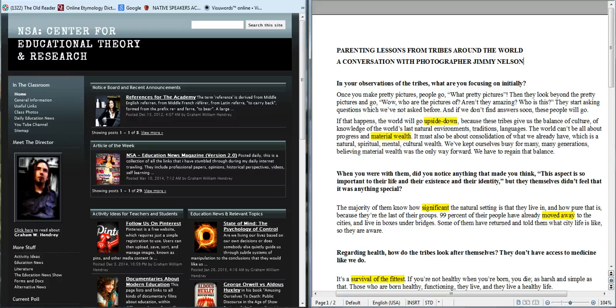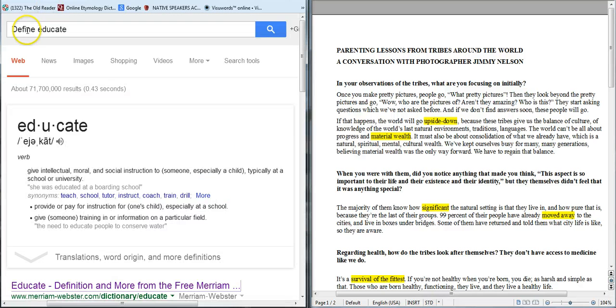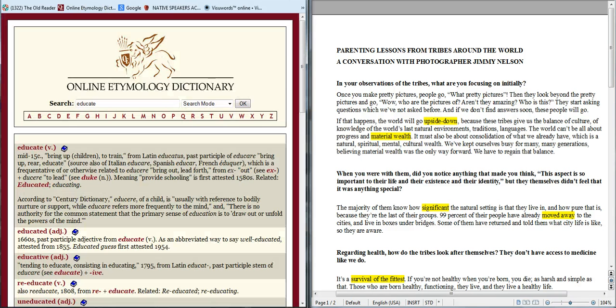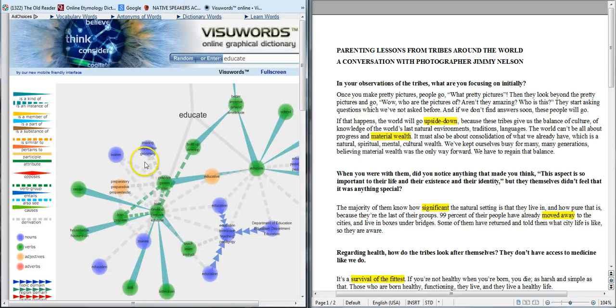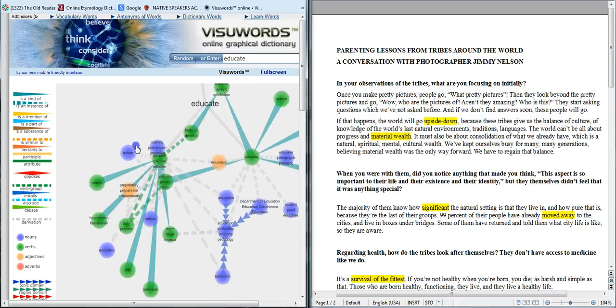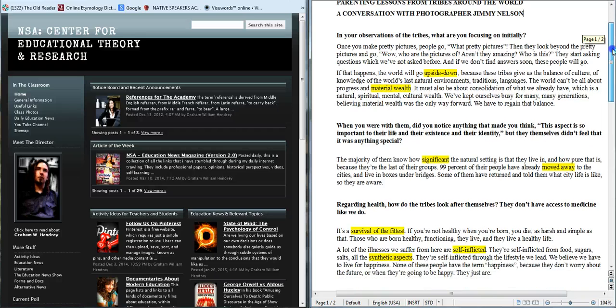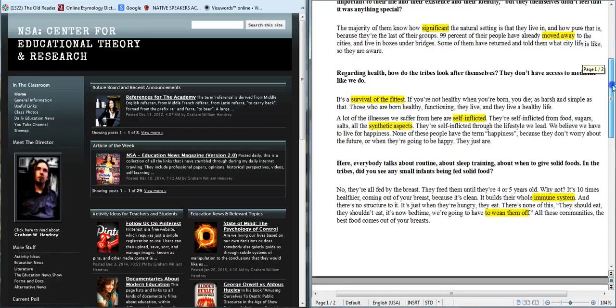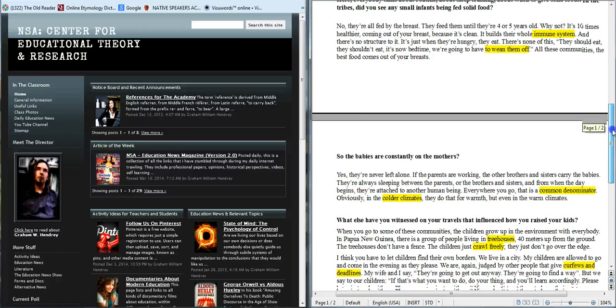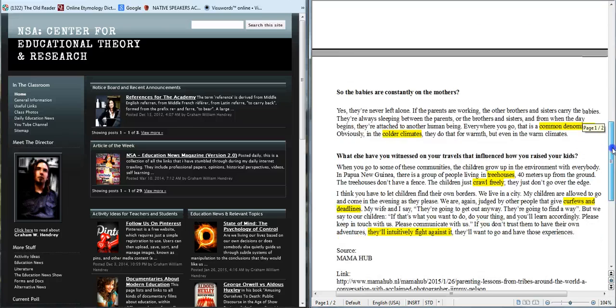But the aim today is to get through this article, so let's do it. Remember that if you have a problem with the language, you can use Google. Just type in define followed by the word that you want, or if you want the history of the word, there's the online etymology dictionary, or if you want to find out about some funky relationships between language, you can try visuwords.com. There we go. As usual, I have highlighted the key vocabulary in yellow. You can check it before we go through the article, or you can review it after. It's up to you.